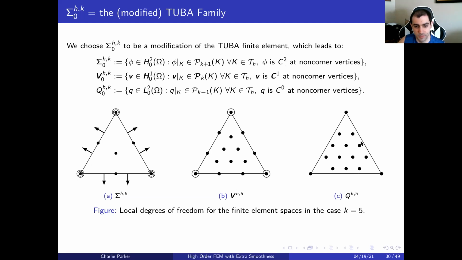And so the local degrees of freedom of the sigma space are exactly the same as in the first part of the talk. Then you basically just remove a circle and remove the arrows to get the local degrees of freedom for the velocity. So you have gradient degrees of freedom at the vertices. And for the pressure, you just have degrees of freedom at the vertices that are shared, but all the other degrees of freedom are in the interior of the triangle.